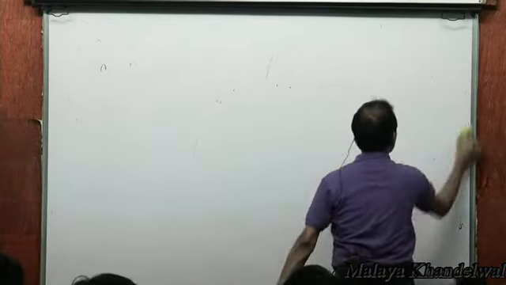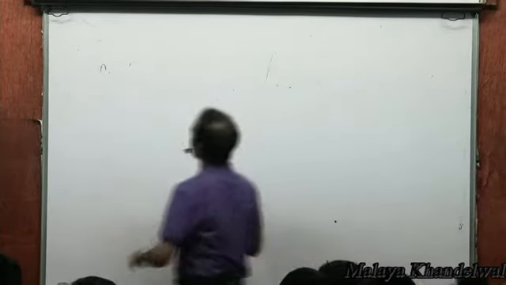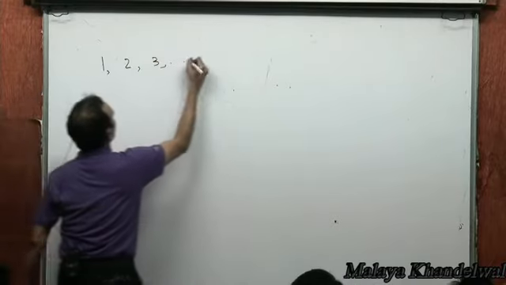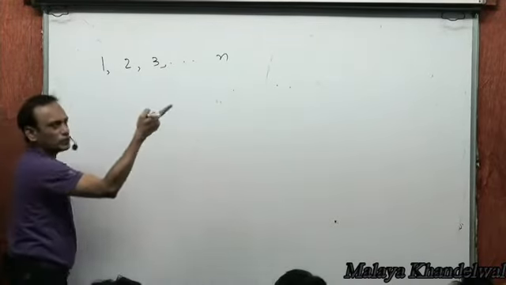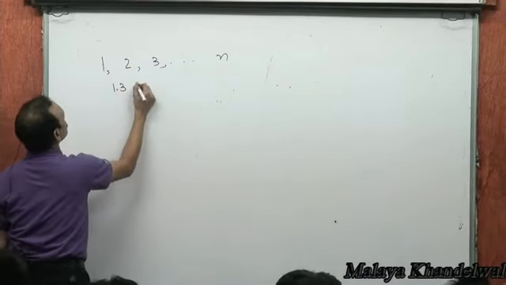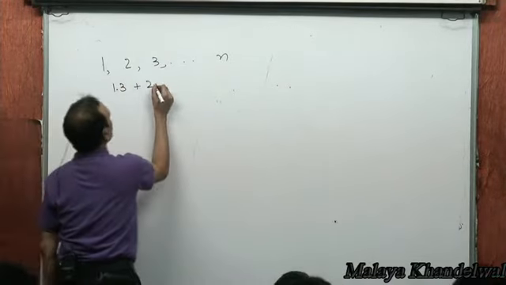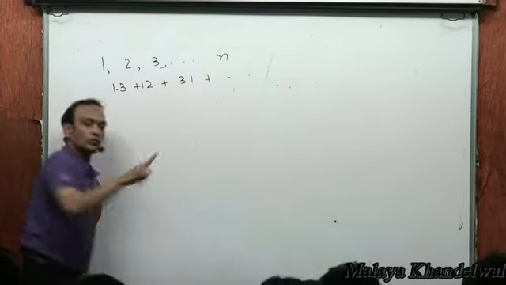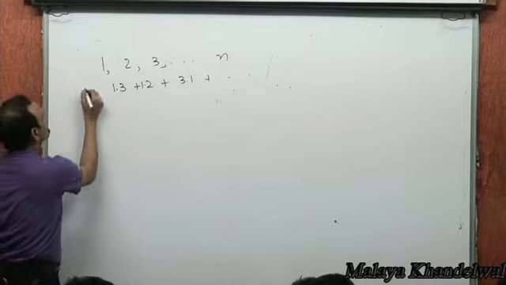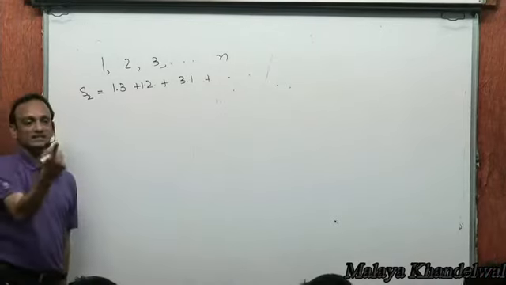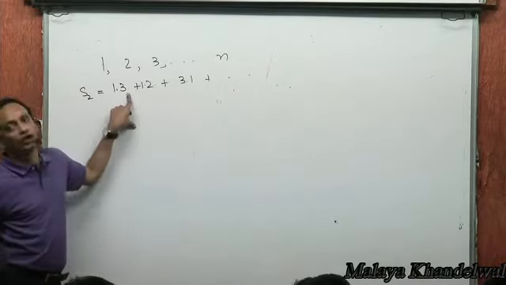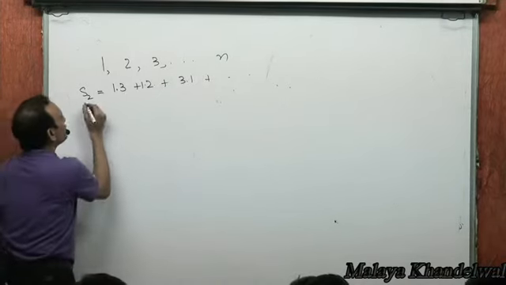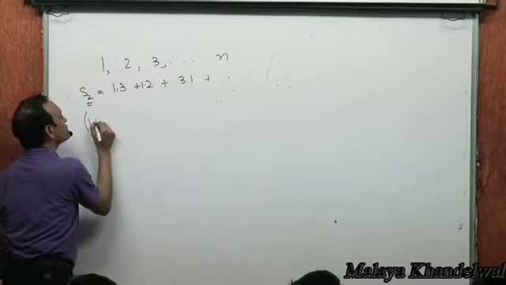Now, if I had these numbers 1, 2, 3 up to n, then the sum of the product taken two at a time would be all possible pairs: 1 into 3 plus 1 into 2 plus 1 and 3 into 1 and so on and so forth. All possible pairs would get included in this, but every pair appearing only once. If 1 into 3 has appeared, 3 into 1 will not appear in the sum of the product taken two at a time, right?